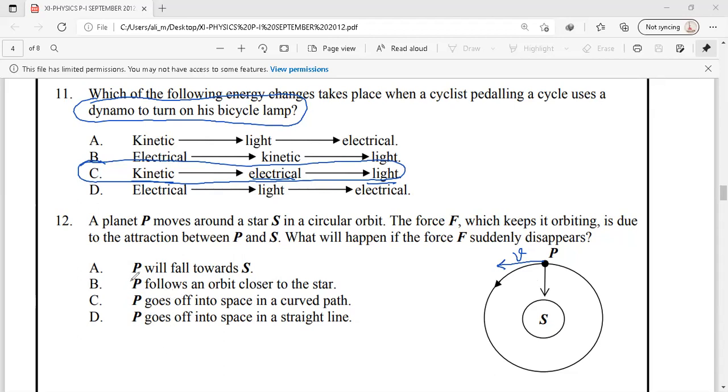So the options are: the planet P falls towards S; P follows orbits closer to the star; P goes off into space in a curved path; or P goes off into space in a straight line. This is the direction of velocity, so it will move in a straight line tangent to the circular path. So option D is the right answer to question number 12.